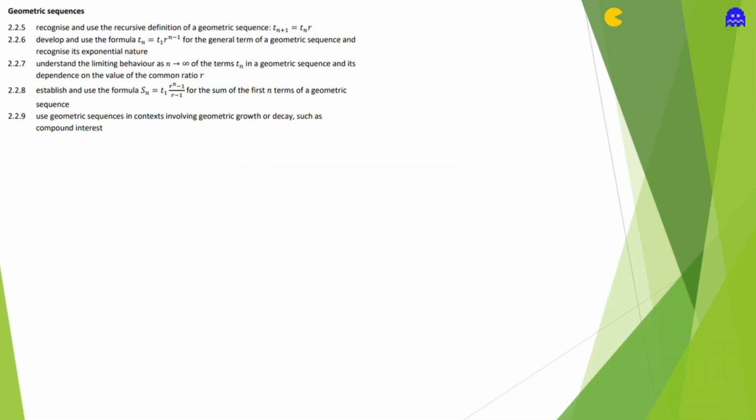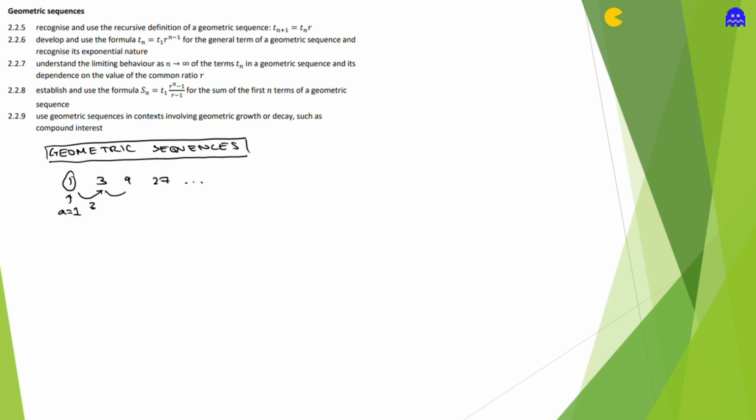Okay, so in terms of what a geometric sequence is, first of all, where arithmetic sequences involve a common difference between successive terms of the sequence, geometric sequences involve a common ratio. If we look at any term in a geometric sequence, we'll see that there will be a common ratio linking each of these terms in the geometric progression. Here we have our initial term a equals 1, and we have a common ratio of 3. We multiply by 3 each time.